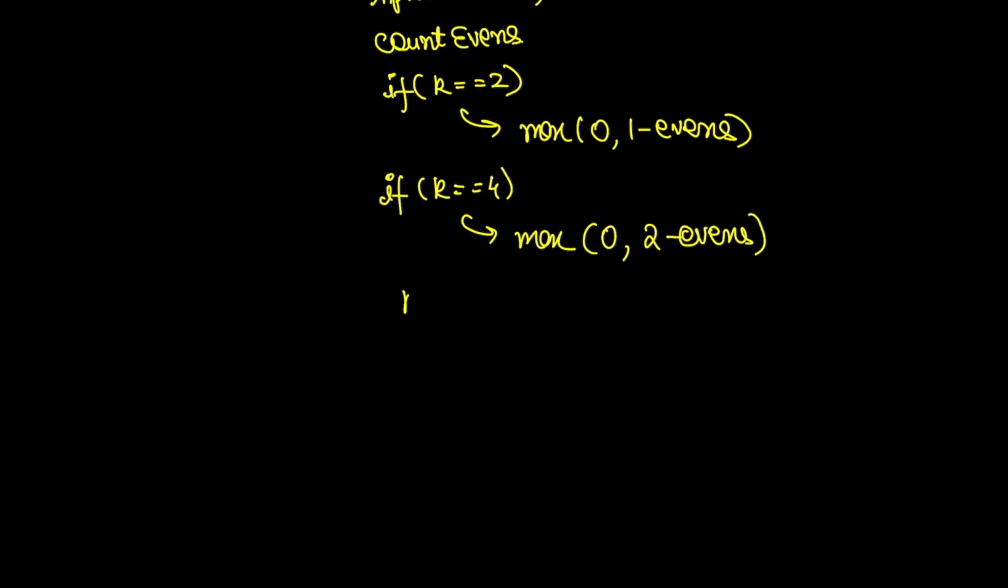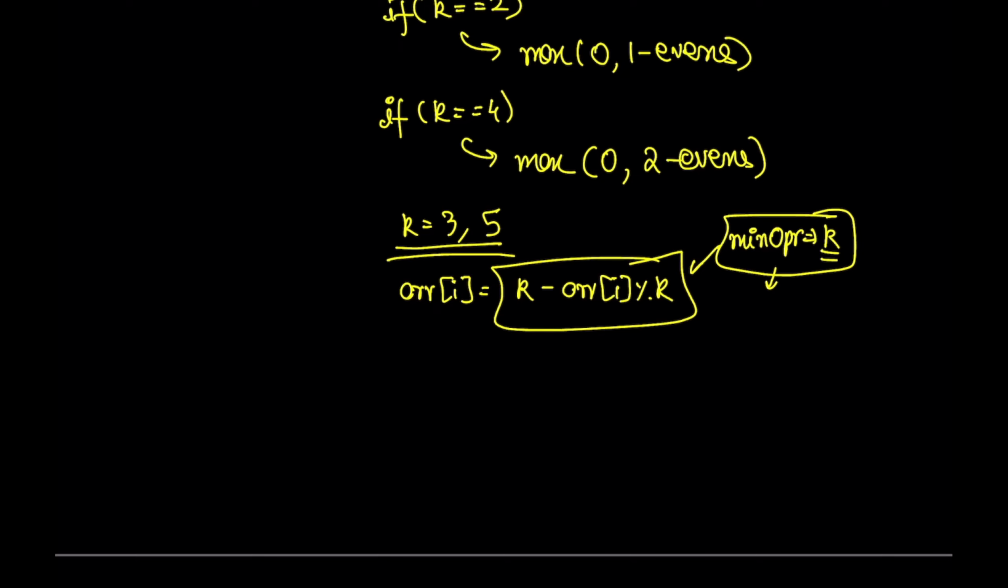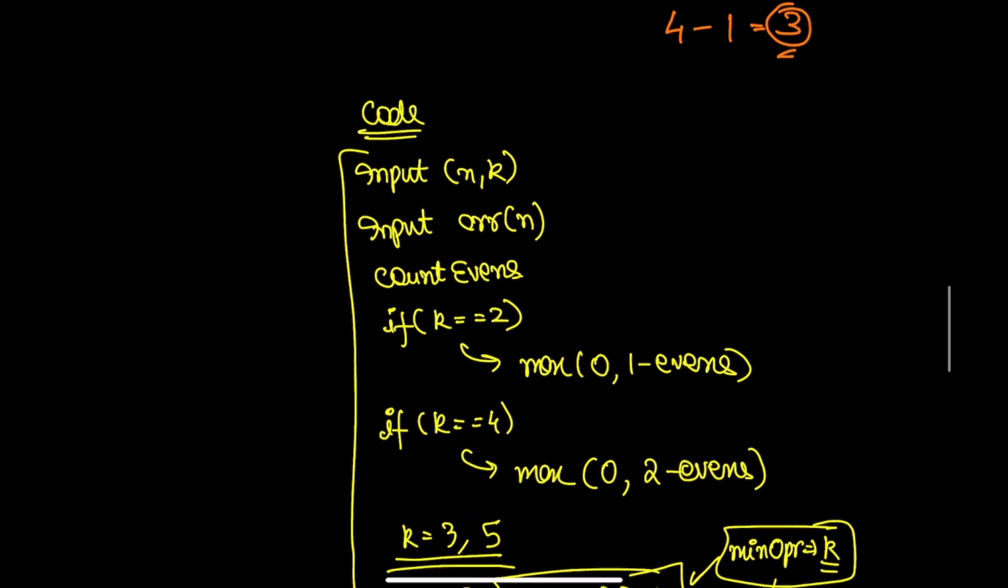Now the remaining cases are k is 3 or 5. So we will make the modified array. We will just modify our array. So arr of i would be k minus arr of i percentage k. So we will have a minimum operations variable that we will initialize to k initially, and we will take the minimum with this arr of i for each operation, and in the end we will just print the minimum operations. That's all that we need to do in this code.